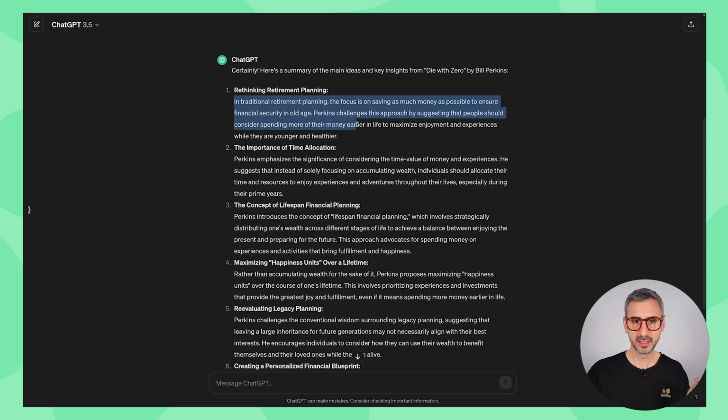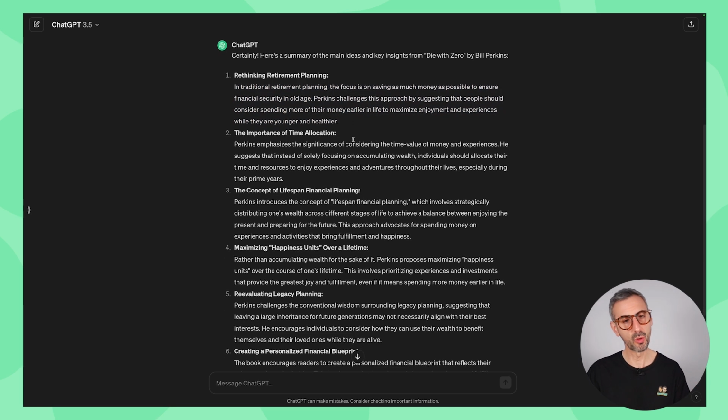So followed by these main ideas, these key ideas, is a little paragraph. So in traditional retirement planning, the focus is on saving as much money as possible to ensure financial security in old age. Perkins challenges this approach by suggesting that people should consider spending more of their money earlier in life to maximize enjoyment and experiences while they are younger and healthier. So this summarizes the book pretty well already, this first paragraph right here.